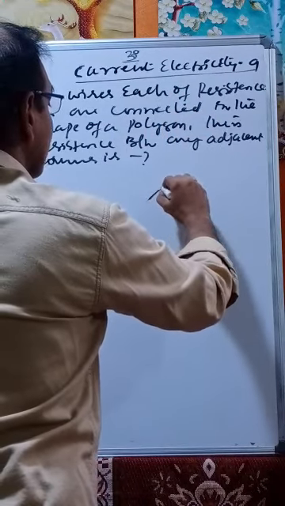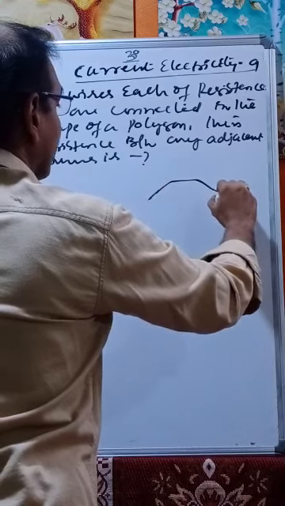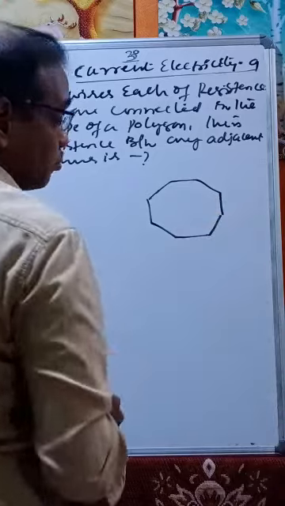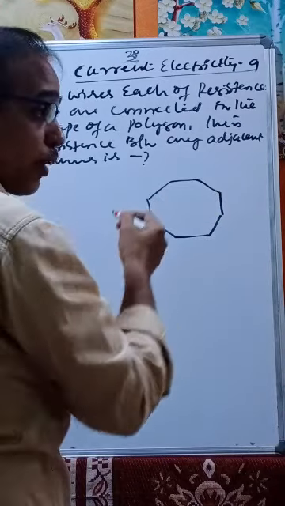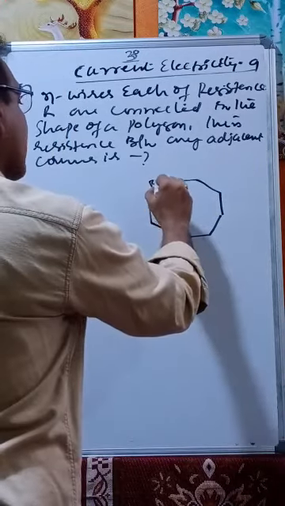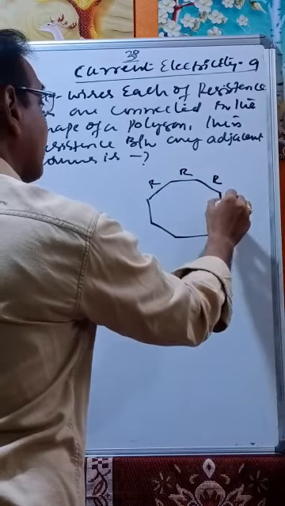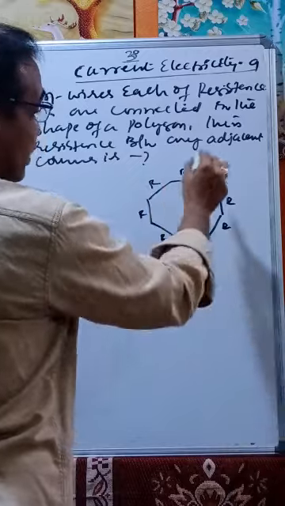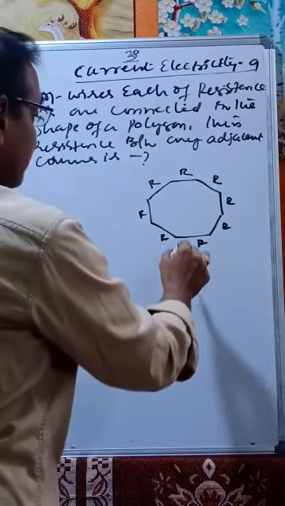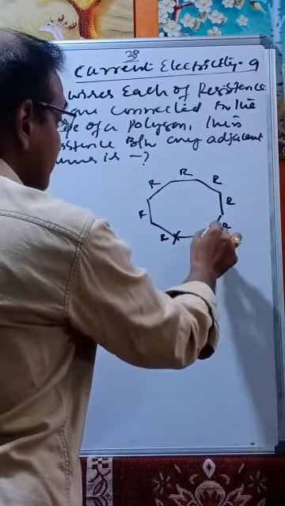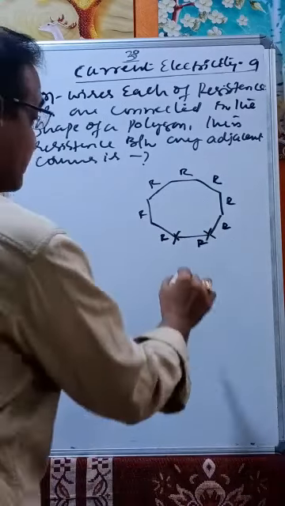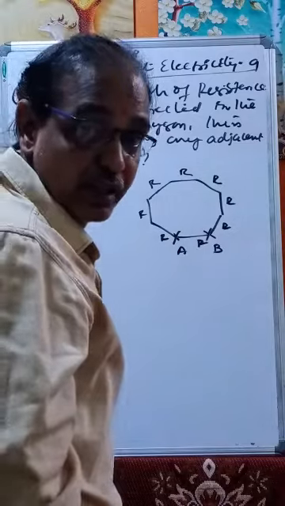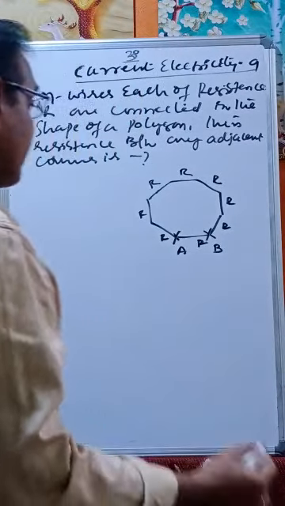Let us say this is one wire, another wire, another wire, and so on. These are all, let us say, n wires, each of resistance R, in the shape of a polygon. Let us take these two as adjacent corners A and B. This is asking for the effective resistance between A and B.